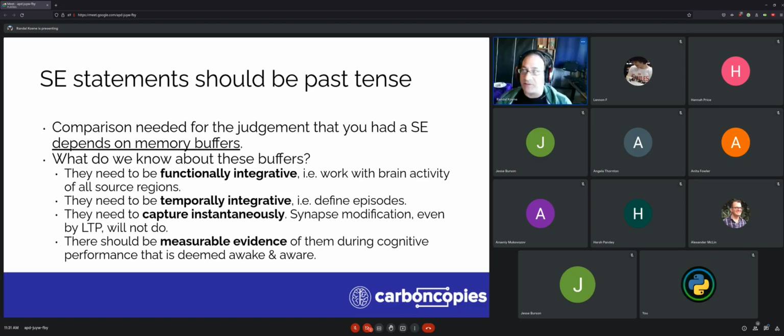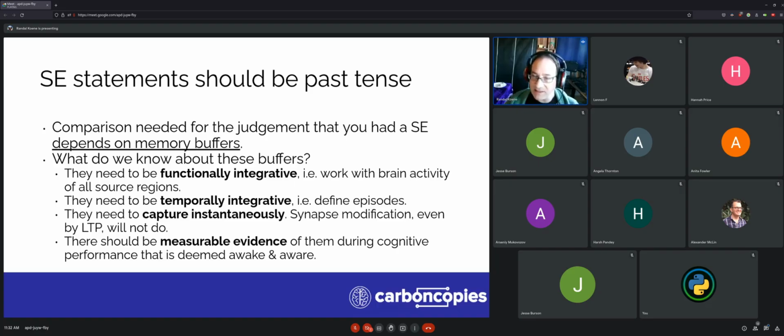Now, what do we know about these buffers? There are some important points to take home here. First of all, they need to be functionally integrative. They have to be able to work with brain activity from all kinds of sources, because sometimes the sort of thing that you want to store is about language. Sometimes it's vision. Sometimes it's both. Sometimes it's feeling hot or cold. Sometimes it's coming from somewhere else. We'll have some examples that include internal sources as well. So they have to be integrative functionally.